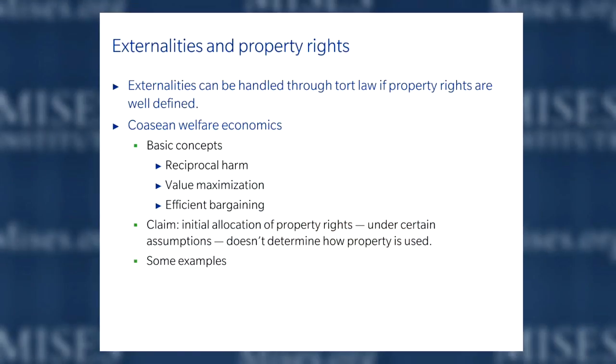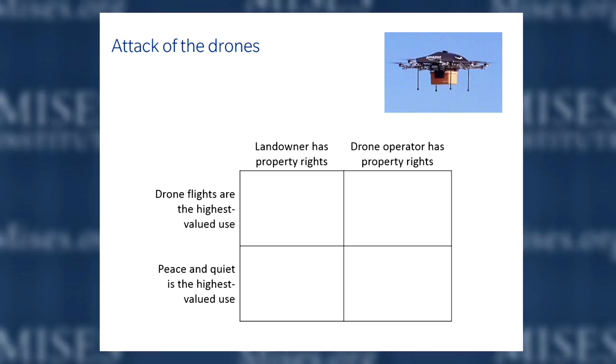Coase also argues that Tho and I ought to be able to strike some deal. We ought to be able to negotiate to solve this kind of problem, and we can do so efficiently. That leads to the conclusion that the initial allocation of property rights, under certain assumptions, does not determine how property is eventually used. The initial allocation of property rights does not determine how the property is ultimately used. Let me give you an example, and we'll do it with drones, okay?